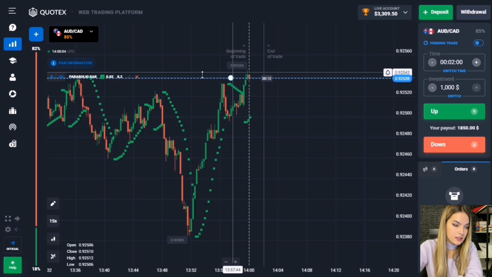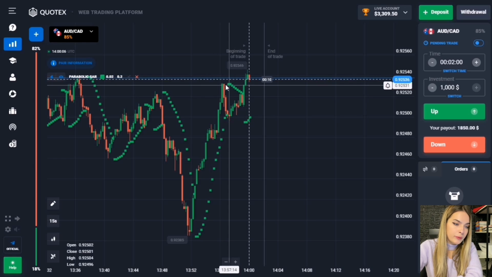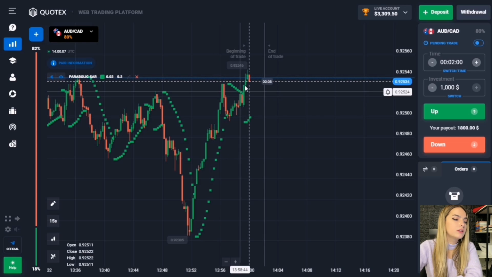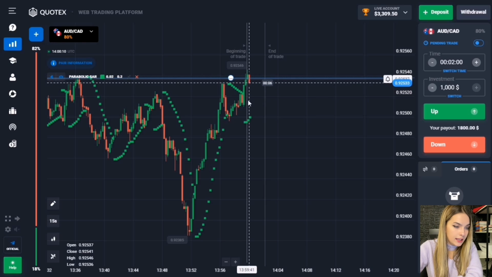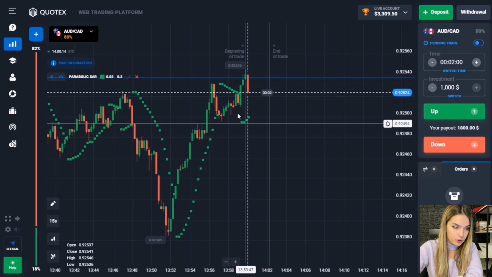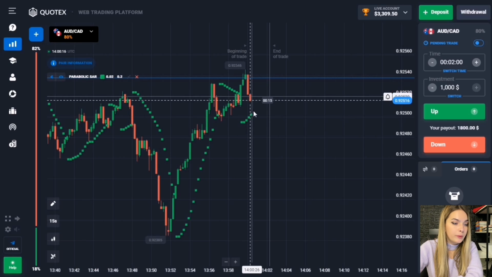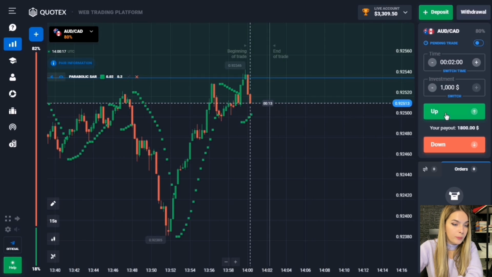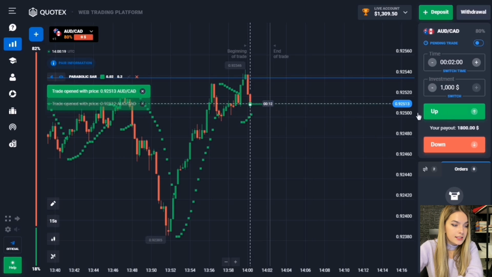Here we see the resistance level, and we also see that at the moment there is a certain compression of our level. Also pay attention to our indicator. It tells us that an upside movement is expected in the near future. Now there has been a pullback down and this is a good point to open a deal for an increase. Let's enter for 2 minutes.